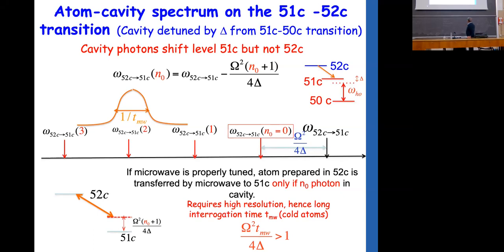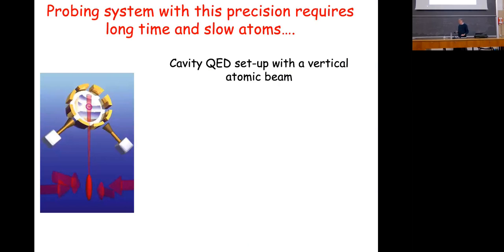You need to have omega squared T over 4 delta larger than 1. So you need a long interaction time, several hundred microseconds. And for that, we use the setup that I mentioned already last week, which is an atomic fountain. You see now that we have turned it, and the cavity now has a mirror like that.